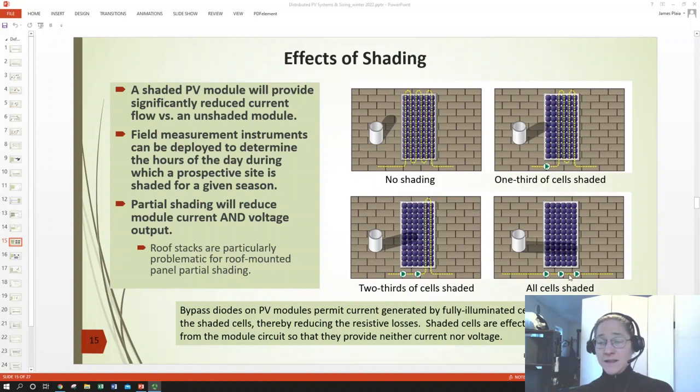Now, nice thing is if you have several modules, you could take a whole module out if it goes into shade. But remember, it's not producing now. So bypass diodes only partially compensate for the problems of having a cell go into shade and not be producing. It doesn't replace that lost production.